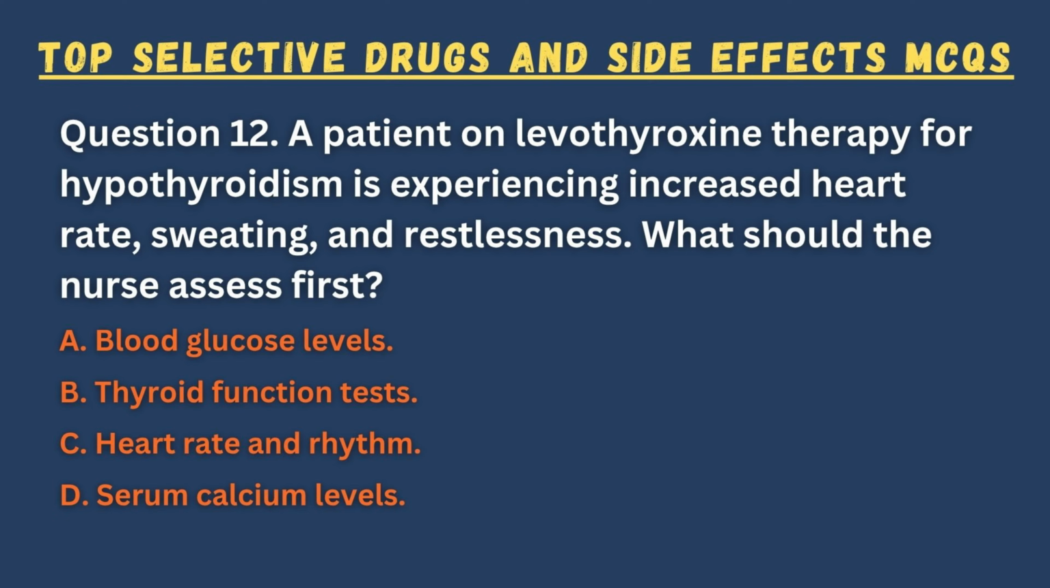Question 12. A patient on levothyroxine therapy for hypothyroidism is experiencing increased heart rate, sweating, and restlessness. What should the nurse assess first? A. Blood glucose levels. B. Thyroid function tests. C. Heart rate and rhythm. D. Serum calcium levels.